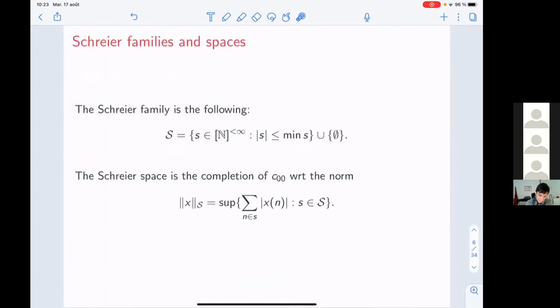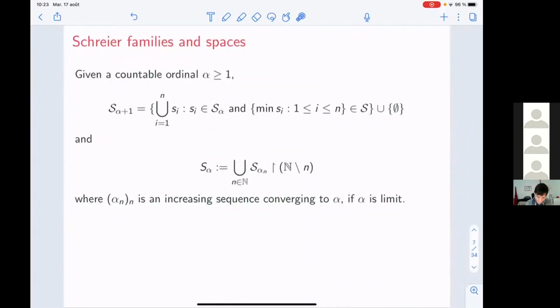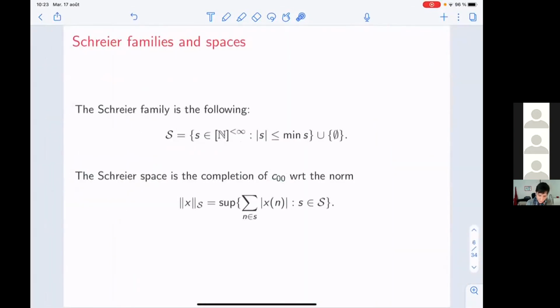And then you can take the completion of C00, so you take the vector space of finitely supported sequences of real or complex numbers with respect to this norm. So you are allowed to take sums of absolute values of the coordinates as far as they are supported in some set of the family, of the Schreier family in this case. So this is a norm. And you can take the completion of this space, and then you get a Banach space.